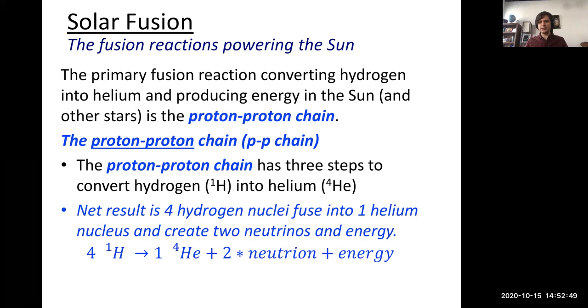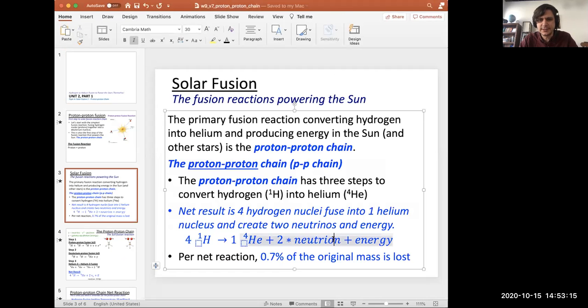So the net result is we're going to take four hydrogen nuclei, protons, and fuse them together into one helium nucleus, which has two protons and two neutrons. We're also, as a consequence of each one of these reactions, going to produce some neutrinos. Sorry, that says "nutrion," it's supposed to be neutrino, plus energy. You know what? I cannot suffer mistakes, so let me just go ahead and fix this.